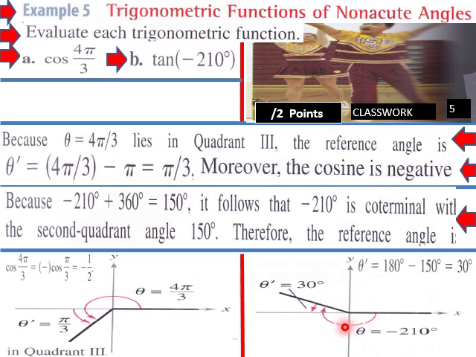It follows that negative 210 is coterminal with the second quadrant angle 150. Using your reference angle at pi, it would be 30 degrees. Therefore, the reference angle theta prime would equal 180 minus 150 equals 30. And then tan of negative 210 would equal the negative of tan 30, which would equal the negative of square root of 3 over 3. So the negative square root of 3 over 3 would be your function value there.